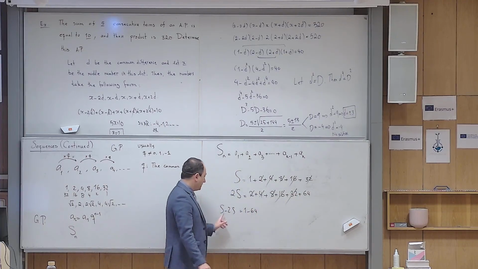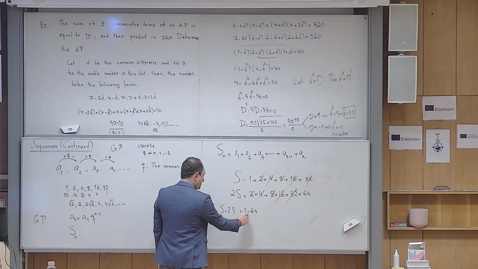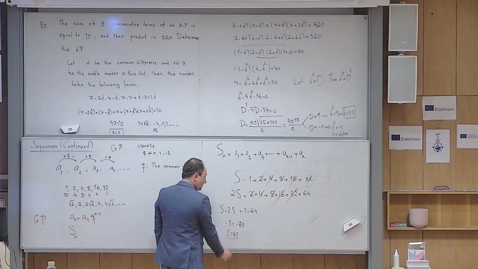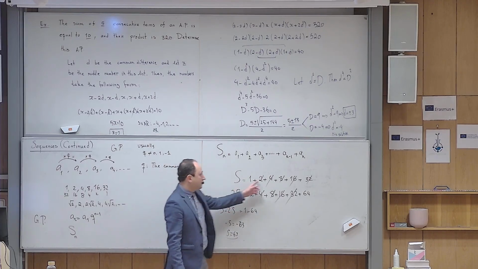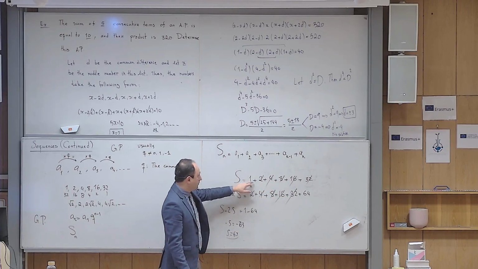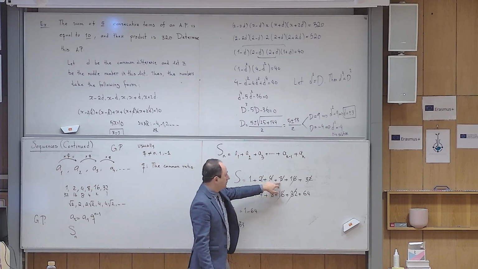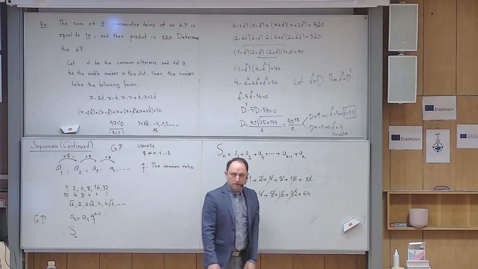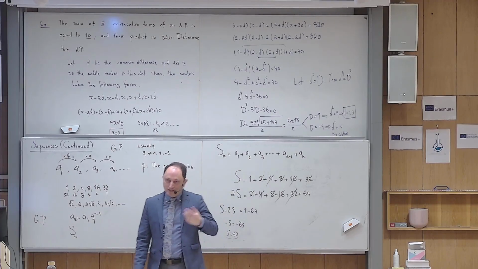Yes? And then s minus 2s is minus s, this is minus 63, and s is 63. Yes? So I was able to add these numbers: it is 63. Let us add 1, 3, 7, 15, 31, 63. That's correct. So that is the idea.